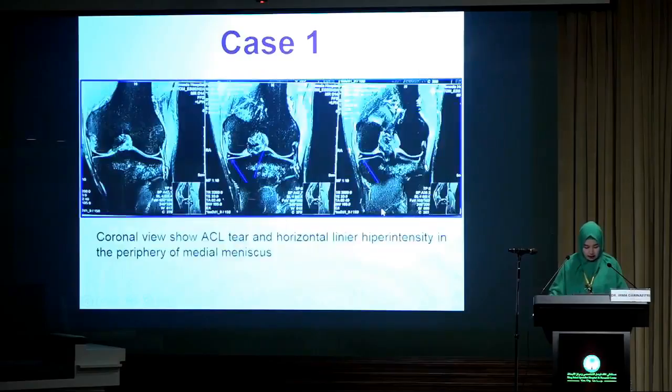The coronal view shows the ACL tear and a horizontal linear hyperintensity in the periphery of the medial meniscus. In the coronal view, we can see the linear hyperintensity does not reach the surface.